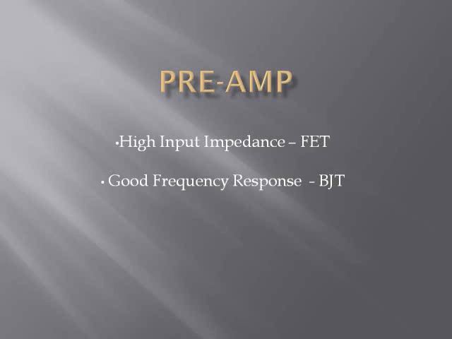This is accomplished by using a common source amplifier tied to a common emitter amplifier with appropriate biasing circuitry. The most important characteristics of the preamp are high input impedance and a good frequency response. High input impedance is accomplished using a field effect transistor, and a good frequency response is obtained using a bipolar junction transistor.